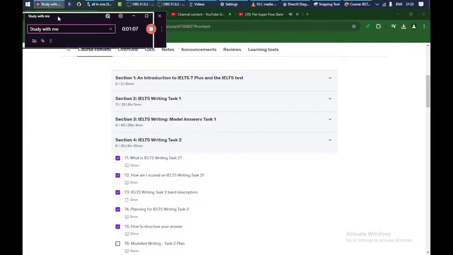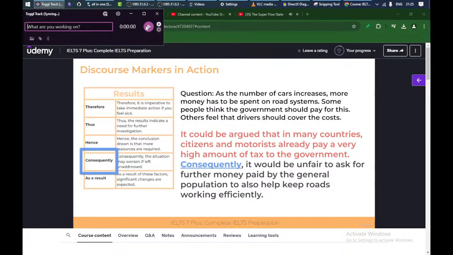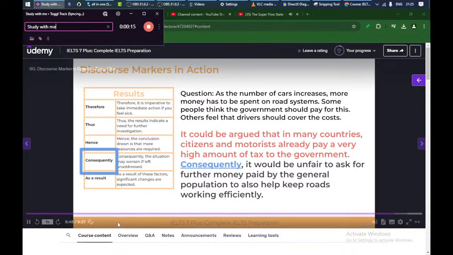So citizens already paying a lot of tax. So it talks about this behaviour, high tax. I want to say the results related to the question. So topic, citizens already paying high tax. Consequently, it's unfair to ask for more money to fix the roads.